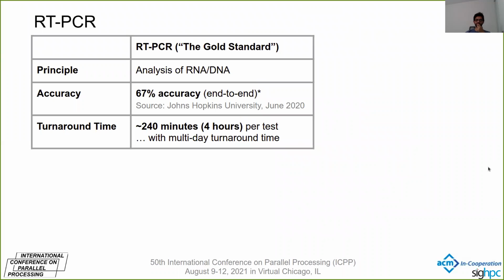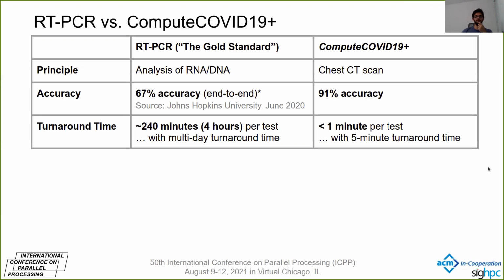To compound the matters further, the globally deployed RT-PCR test has mediocre accuracy and a very high turnaround time. To that end, we developed a deep learning-based framework for diagnosis of COVID-19. Our framework is called ComputeCOVID19 Plus. Our framework uses chest CT scans.